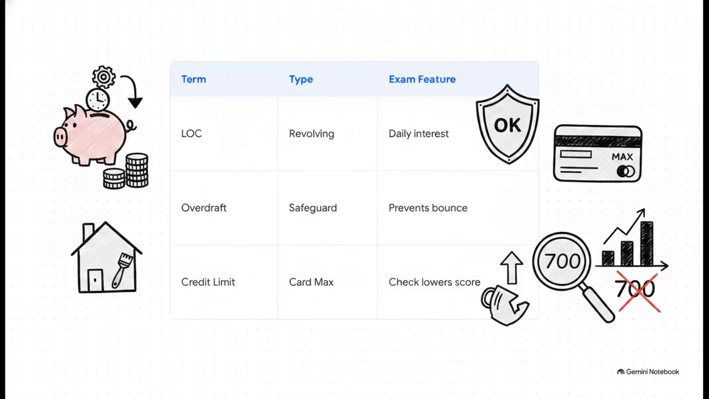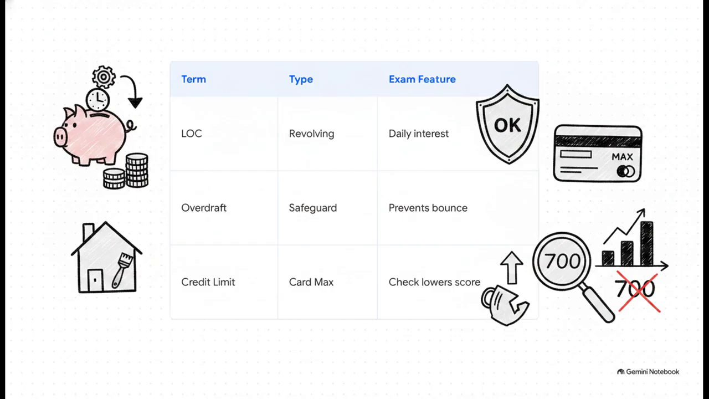Let's break down your personal borrowing ecosystem. First, you have a line of credit, or LOC. This is revolving credit. The keyword feature to remember here is that interest is calculated daily, and the rate is usually way lower than a standard credit card. It's what people use for big things, like home renovations.